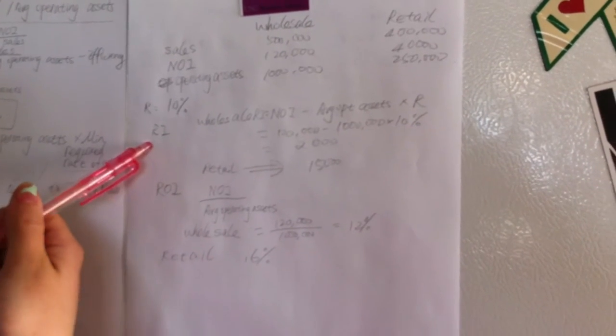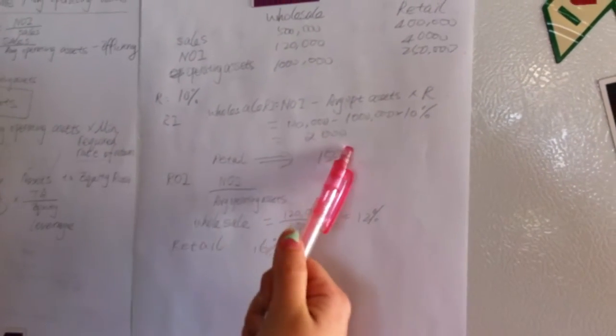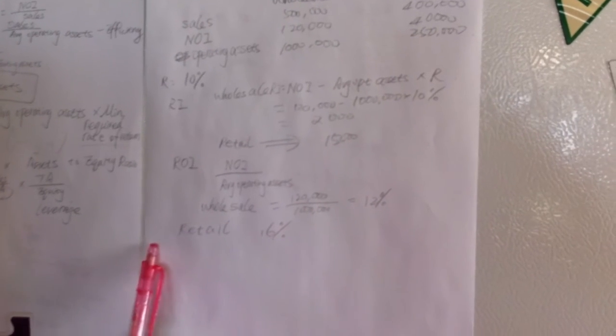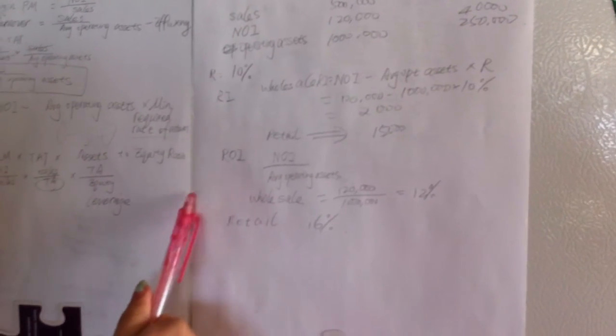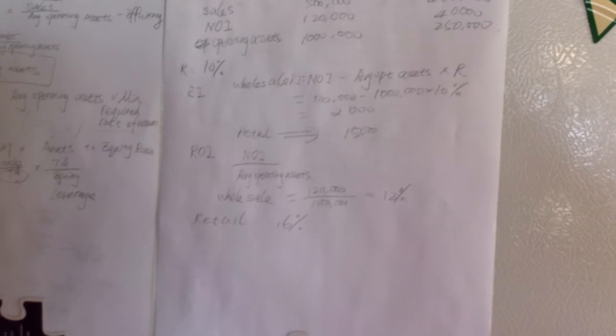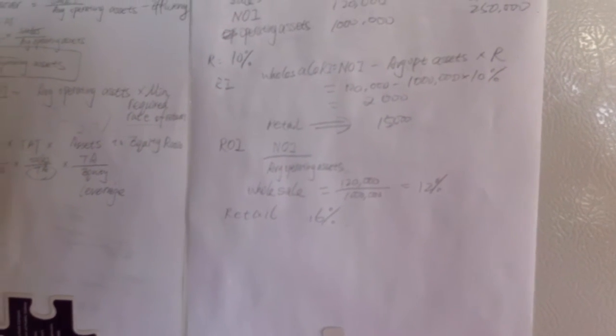So which division is doing better? Well, from the RI's perspective, the wholesale is doing better. However, from the ROI's perspective, retail is doing better. It really depends on which method you use.